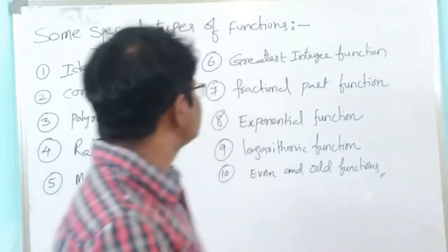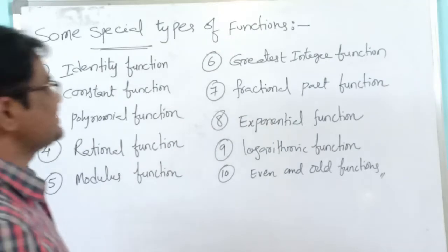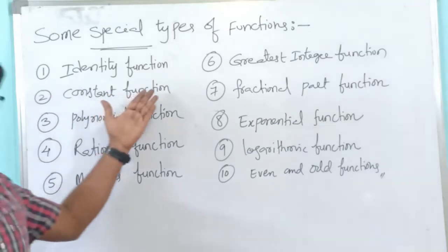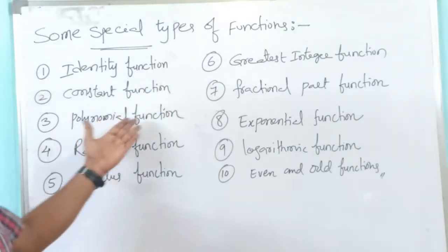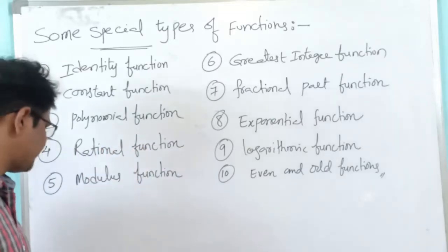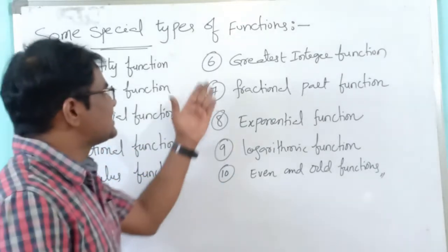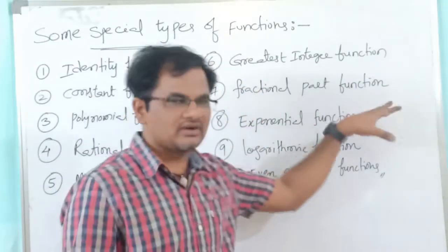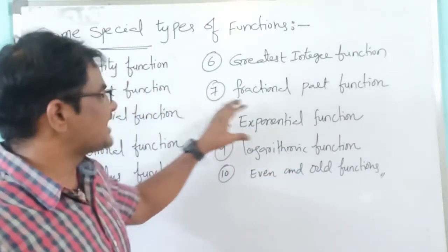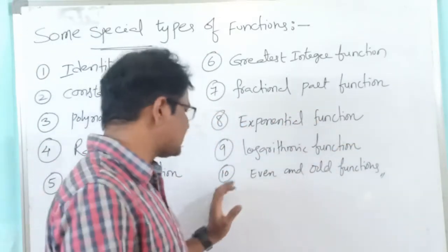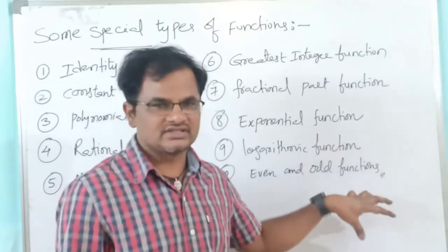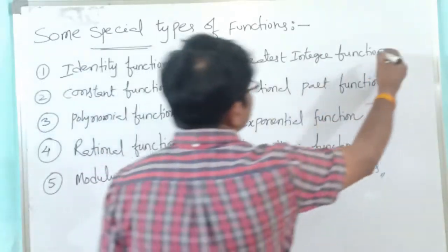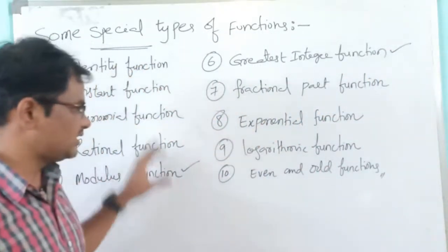In this video, we will discuss some special types of functions. In that, the first function is the identity function, and the second one is the constant function. Third one is the polynomial function. Fourth one is the rational function. Fifth one is the modulus function. Sixth one is the greatest integer function, and the seventh one is the fractional part function. And the eighth one is the exponential function, ninth one is the logarithmic function, and the last one is the even and odd function. Right. So in that, the modulus function and the greatest integer function are the most important of all these.